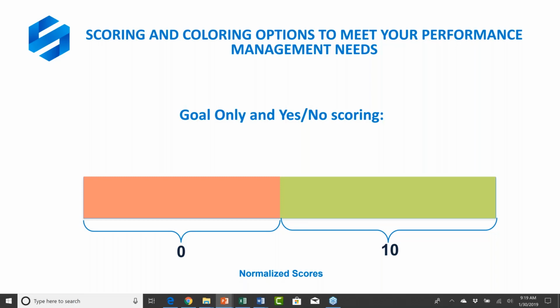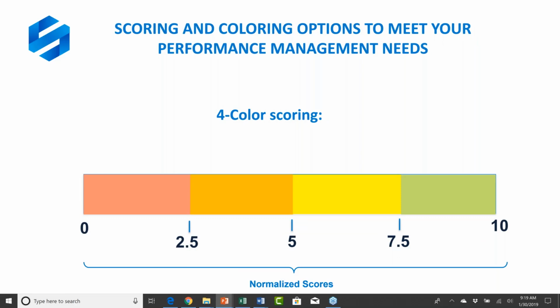If it's no, that's a bad answer, it gets 0. Quite simple, very black and white, no gray in the middle, no scores such as 5 or 6 or 3 being applied. Another option here is to take that 3-color scoring paradigm and just expand upon it.